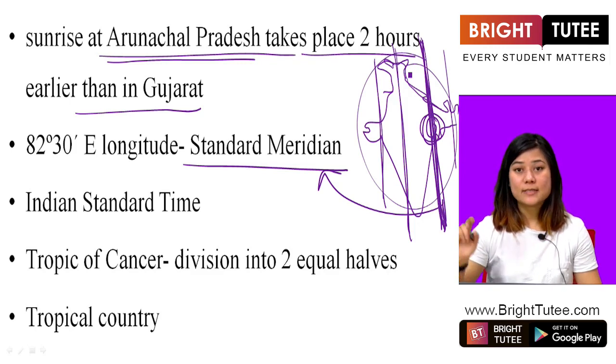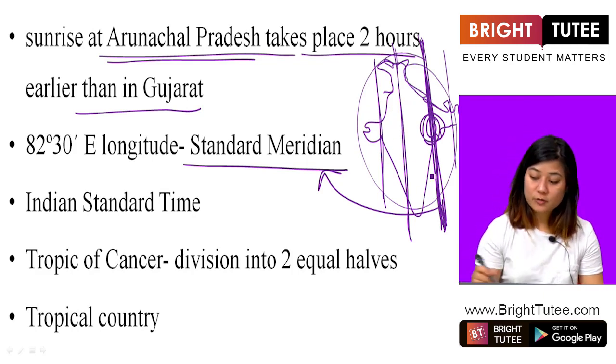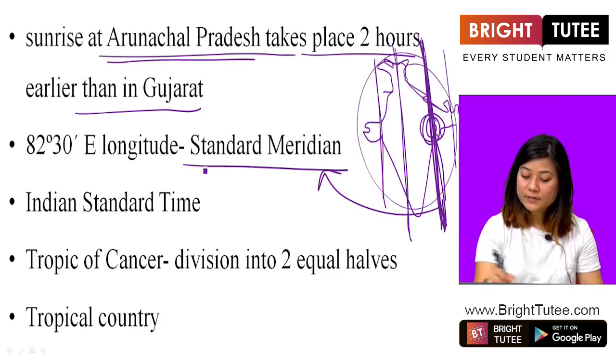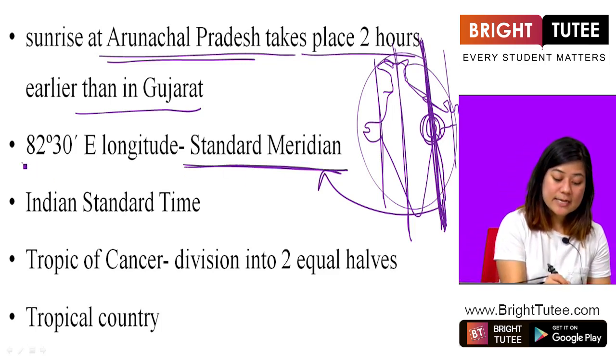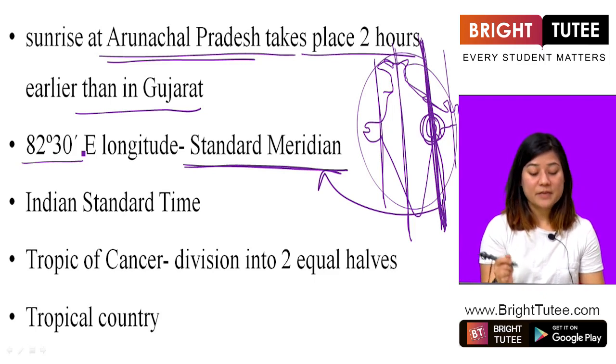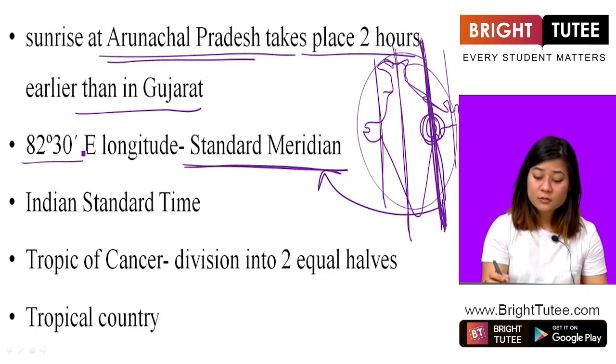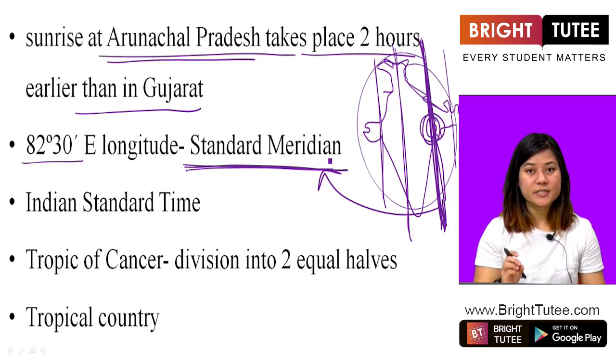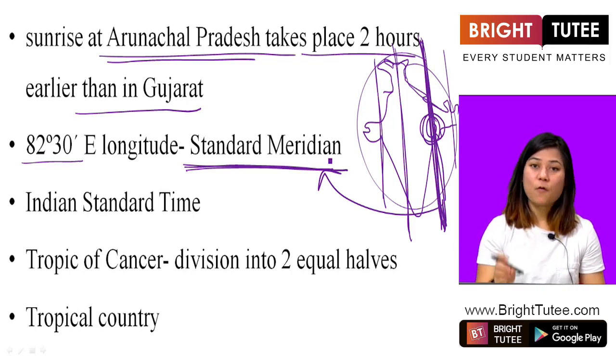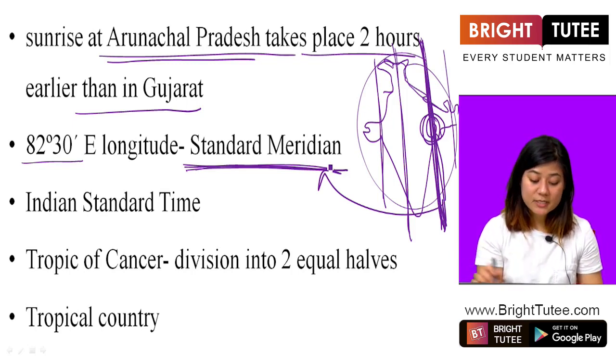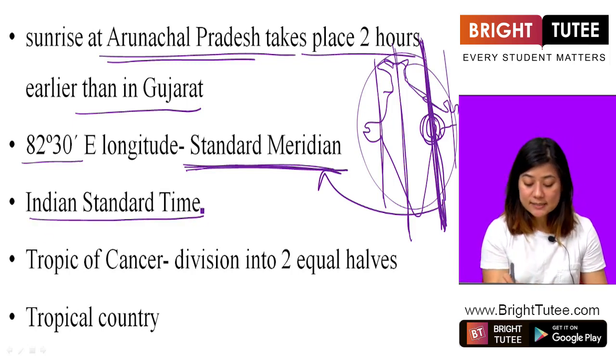Okay, and this way every state will not have different time zones. They have one time zone, one standard time, which is followed by all the states in the country. Now the longitude of that standard meridian is 82 degrees 30 minutes east. This standard meridian and the time which falls on it is taken as the Indian Standard Time.